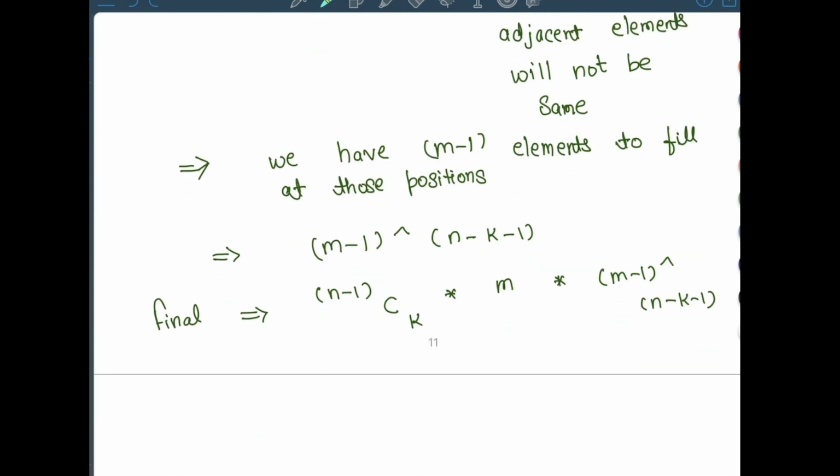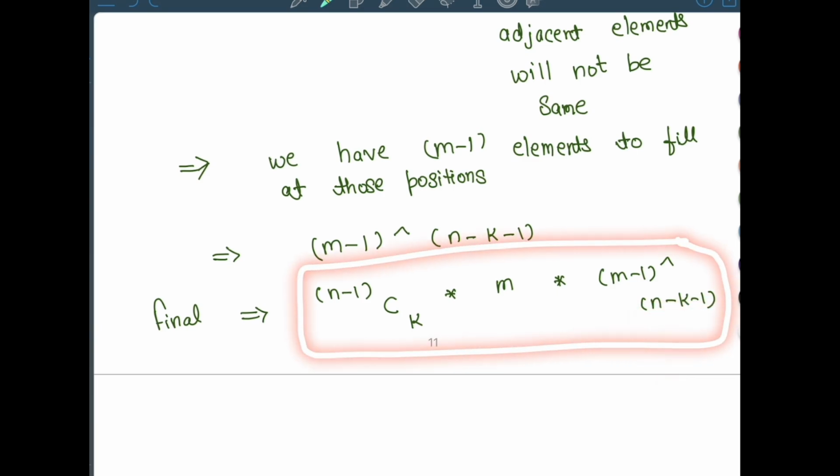So for the other positions, the formula is going to be m minus 1 to the power n minus 1 minus k. So the final formula to fill all the values at different positions is n minus 1 c k, that's the different ways of choosing the k adjacent pairs which are going to be the same, multiplied by m, that's the element which we fill at the first index, multiplied by m minus 1 to the power n minus k minus 1. This is for the adjacent pairs which are different. So this is going to be the final formula for this particular problem, and that's it.